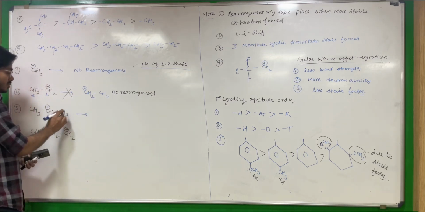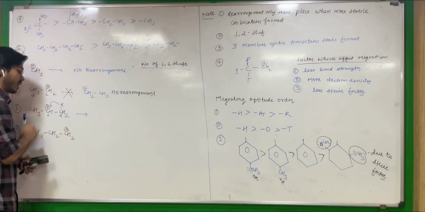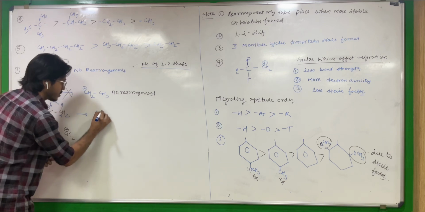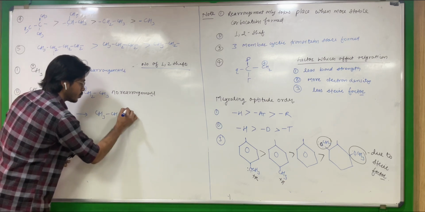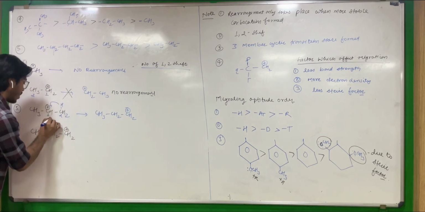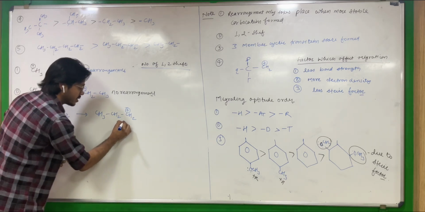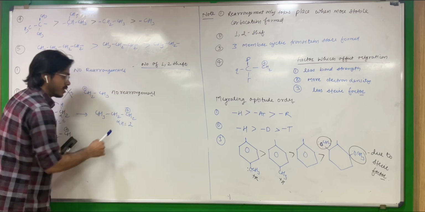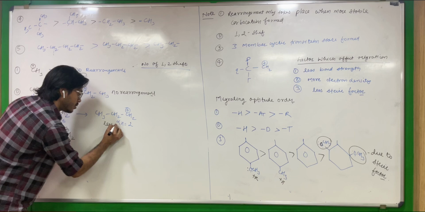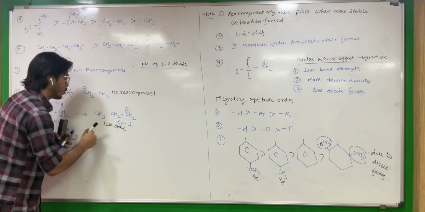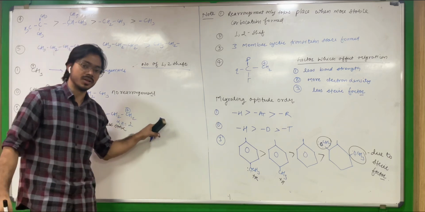suppose we are migrating this hydrogen. One hydrogen is present, and this hydrogen will migrate onto this carbon, and this product will form: CH3, CH2 and CH2 plus. In this case the number of alpha hydrogens is 6, and in this case the number of alpha hydrogens is only 2. This is less stable, na? So no rearrangement will take place. No 1,2 shift will take place.